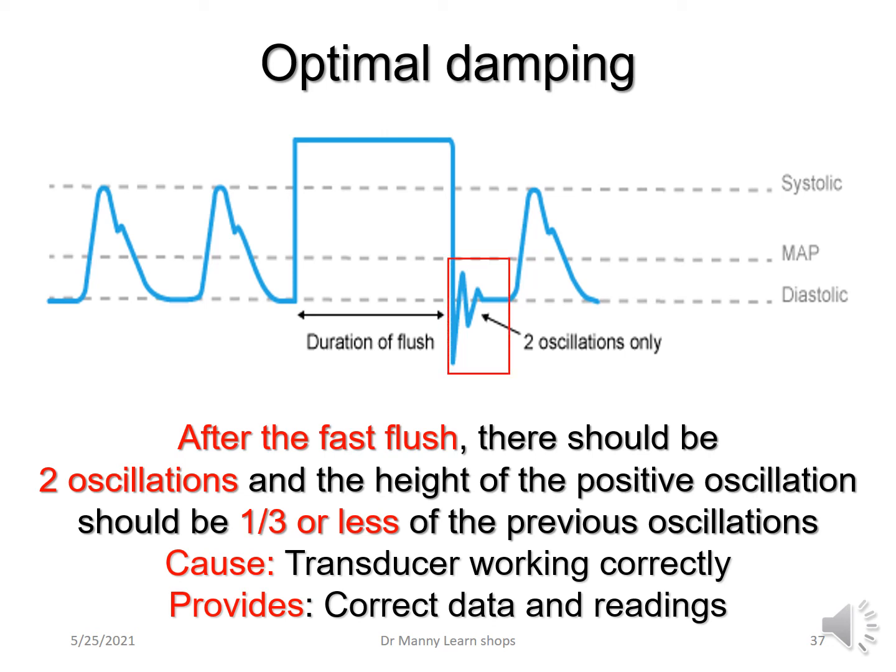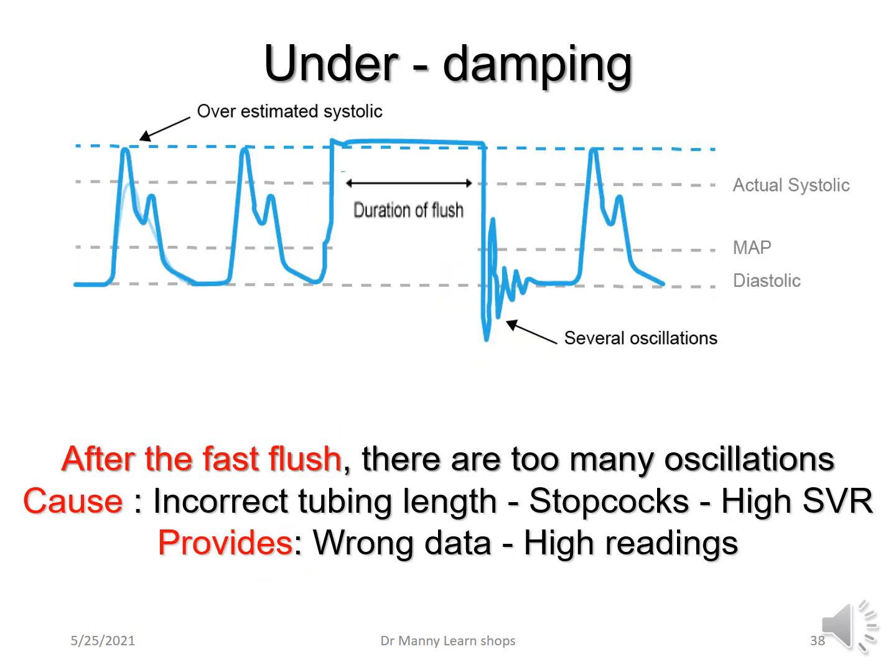However, if you have underdamping, then after the fast flush, there are too many oscillations. We said only 2. And in this situation, you've got 1, 2, 3, 4, 5. The cause is possibly that you could have the incorrect tubing length. It's too long. You're using stopcocks, which again is providing access from the atmosphere. You may have a high systemic vascular resistance. They're hypertensive. And as a consequence of that, it provides wrong data and high readings.